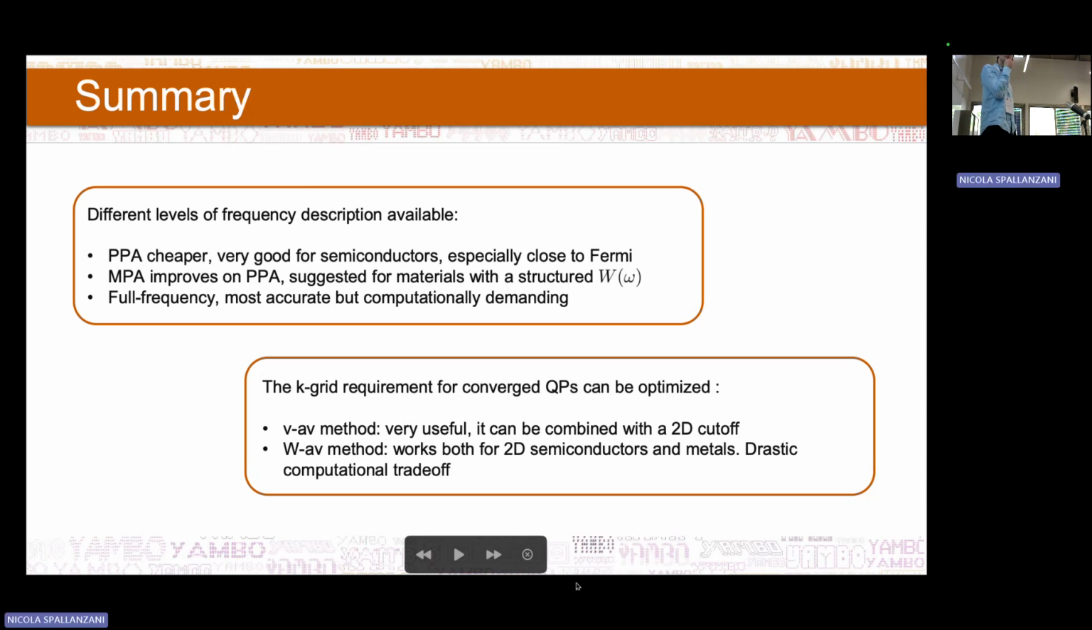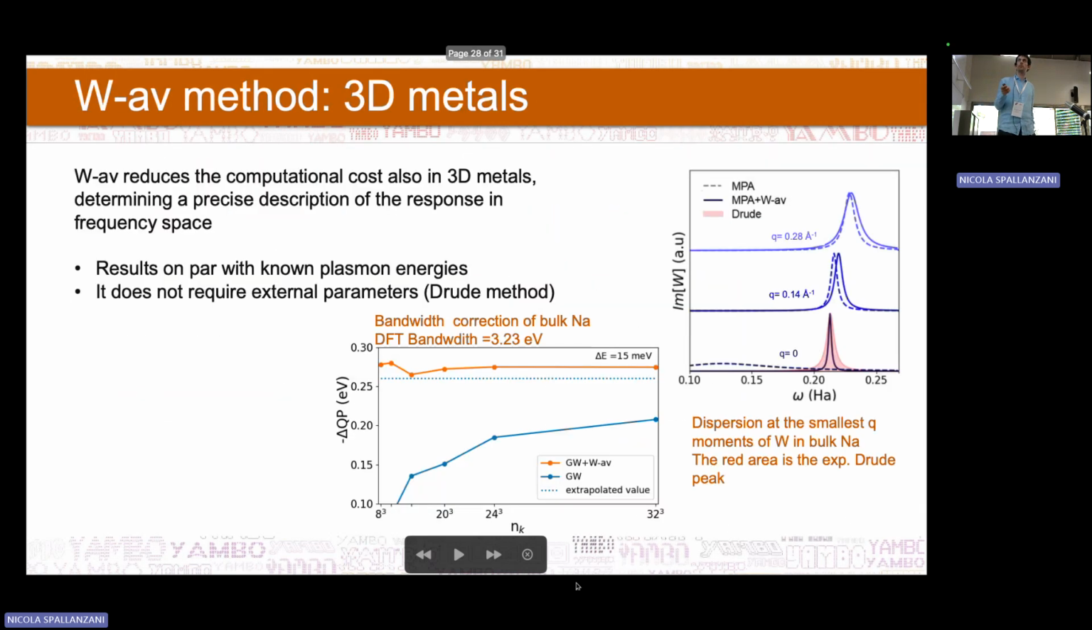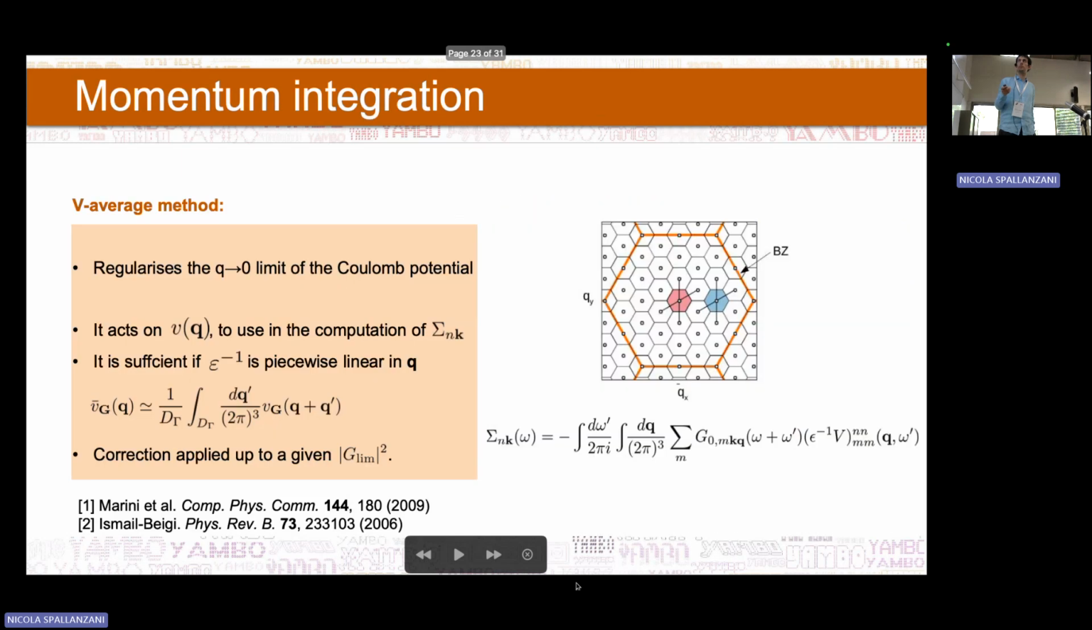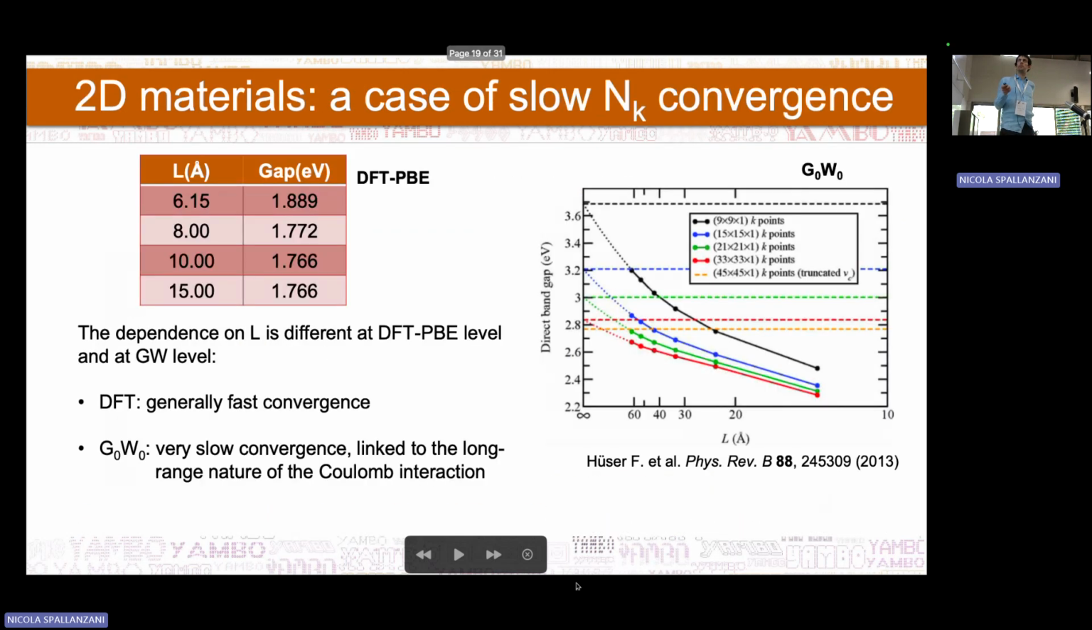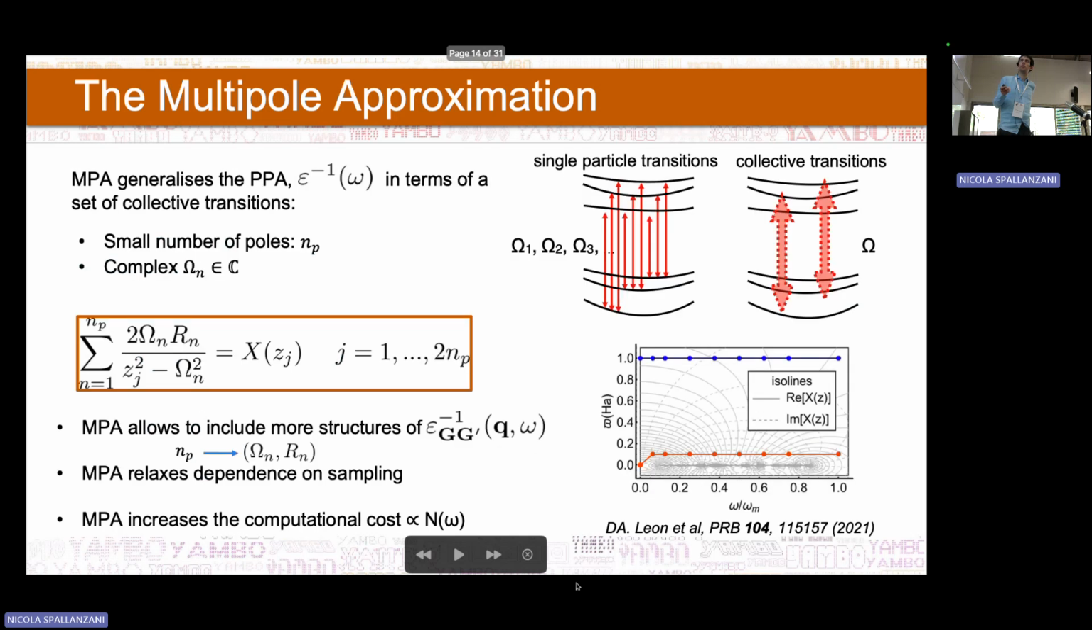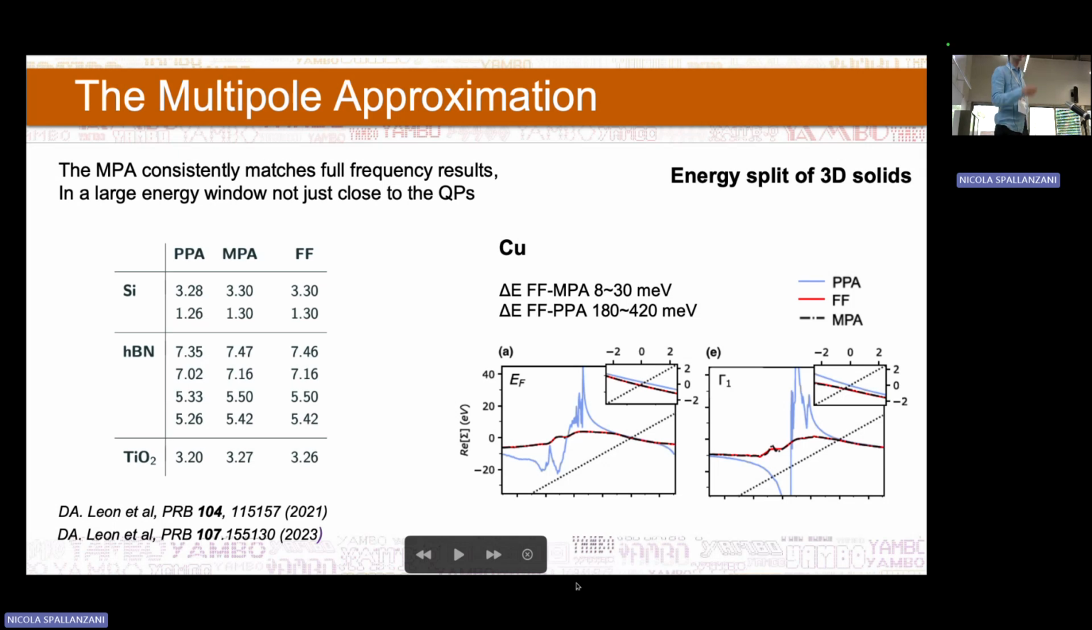So let me add a comment of mine. The MPA approach that Giacomo has just presented can also be seen in comparison with other methods that are published in the literature and available in the form of software, as an exact full frequency approach. Typically, the exact approach would be the contour deformation numerical approach to full frequency W, where the frequency convolution in the calculation of the W energy is performed exactly.